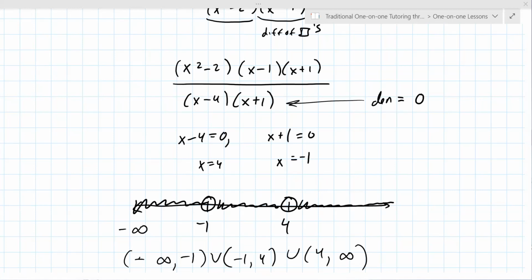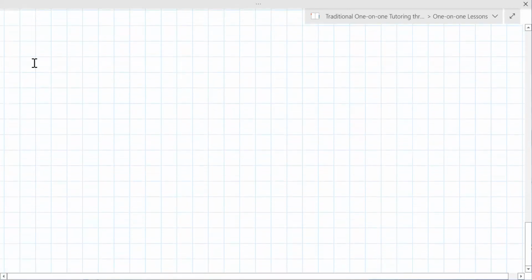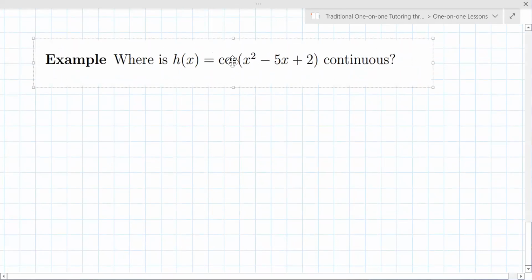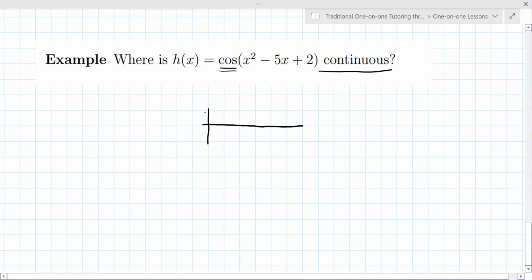This next example is sort of interesting. It says, where is h of x, which equals cosine of x squared minus 5x plus 2, continuous? So this is relying on you to remember what a cosine graph looks like. We were talking about that in our first lesson about sine and cosine. It comes down, goes back up, but it goes on forever in both directions. There's no issues there. So the question is, are there any bad inputs?